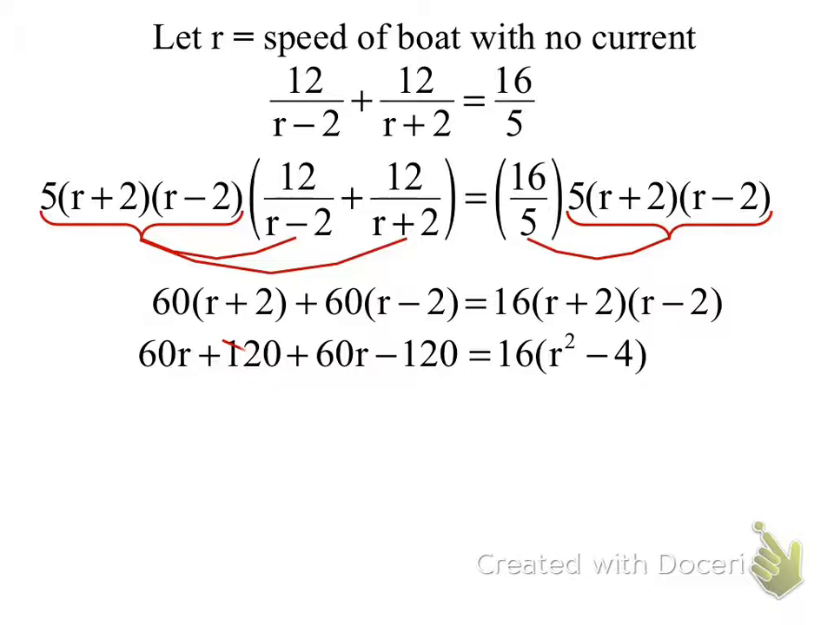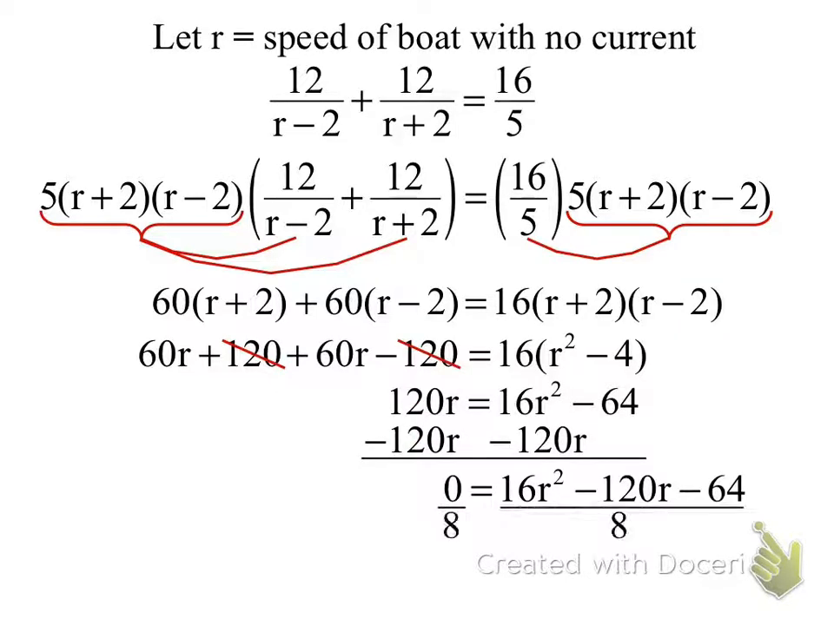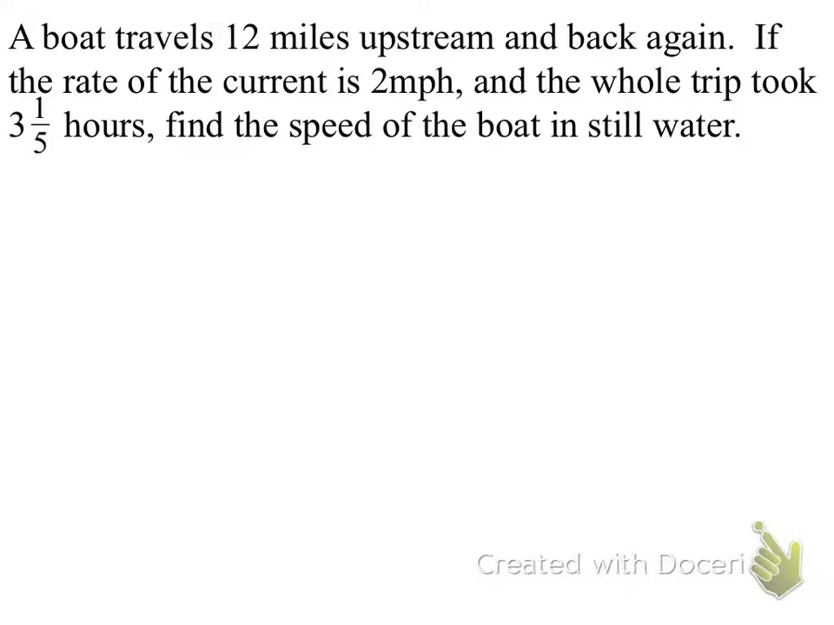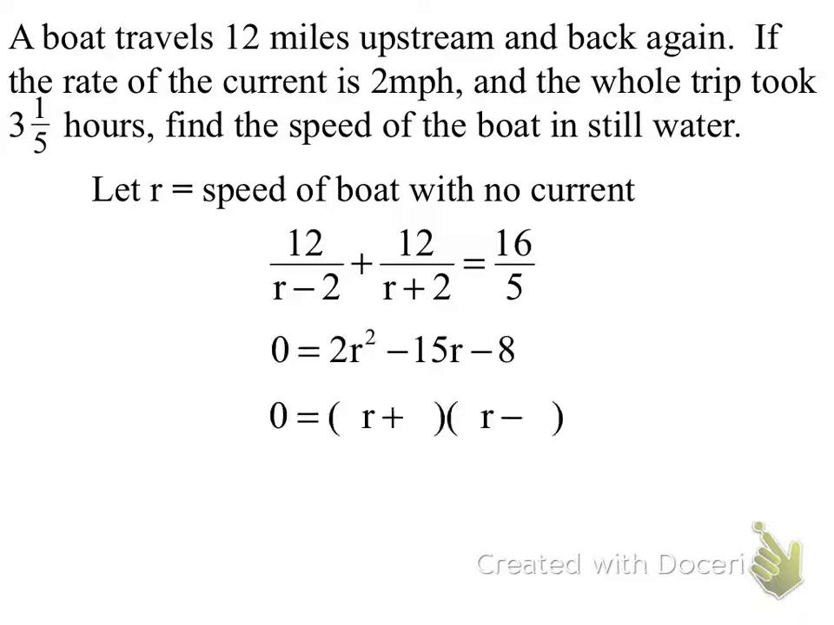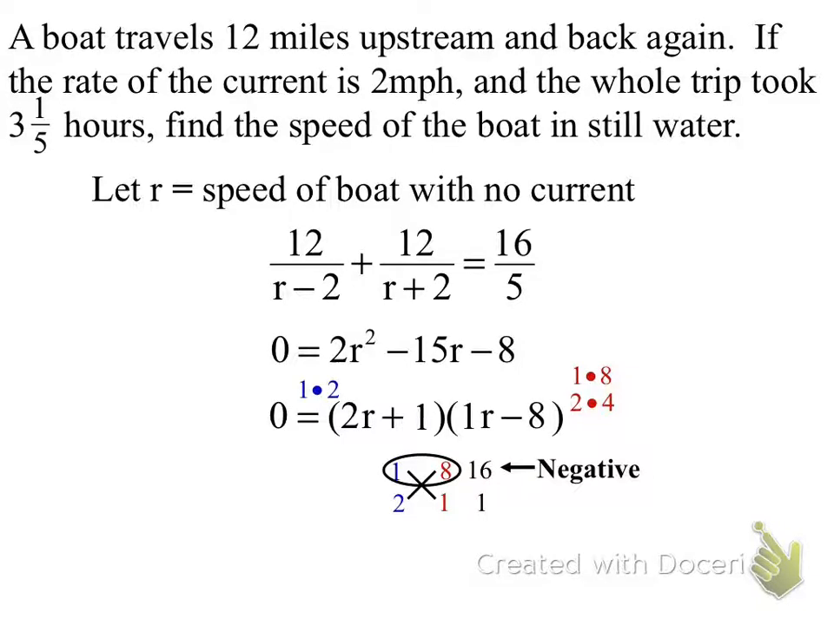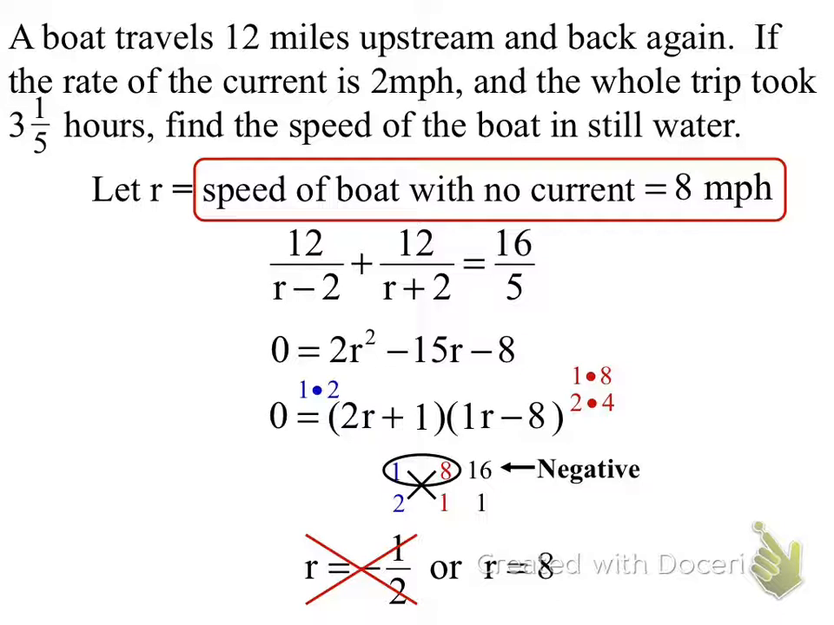When you get your answer, again, remember you're going to have multiple answers. So we've got to take the one that really makes sense for the situation. And in this case, I've got negative 1/2. Speed can't be negative, so R has to be 8.